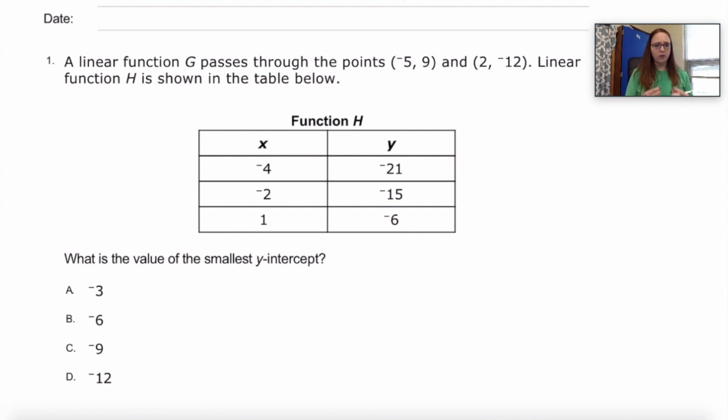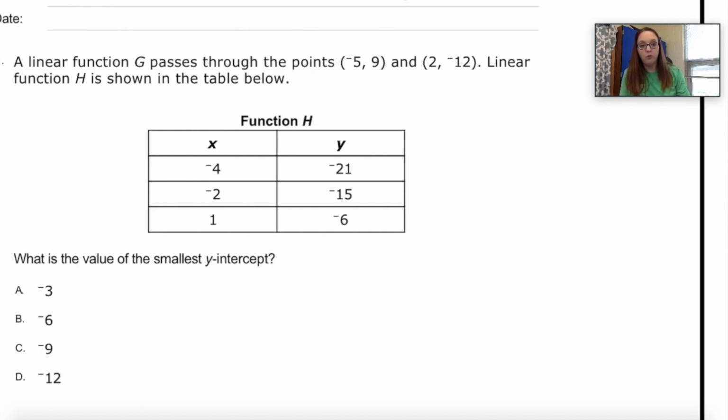In all of the questions in this particular lesson, you're going to have to make some sort of comparison. You'll be given two functions in various forms: points, an equation, a table, a graph, or some combination. And you'll have to compare the slopes of the two functions or the y-intercepts. In this case, it's very straightforward. What is the value of the smallest y-intercept?